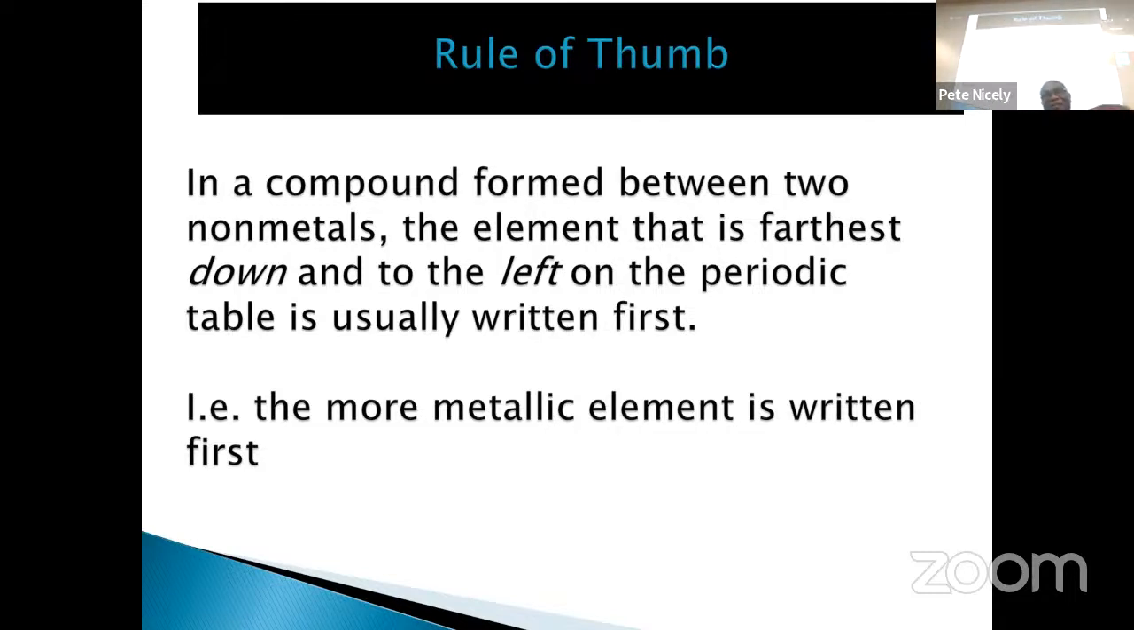The element that is furthest to the left and down in the periodic table would be the one that is written first. And you'll notice I said here, that is the more metallic element. Now, metallic is a bit of a misnomer, but what they're saying is that the element that is furthest to the left and further down in the periodic table tends to behave more like a metal than the other element. All right, that's basically what we're saying. So that's the rule of thumb that we are going to apply when it comes to naming these compounds.